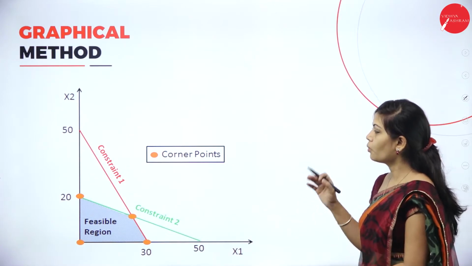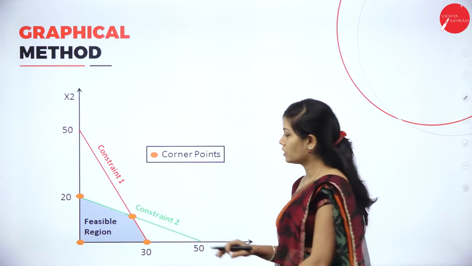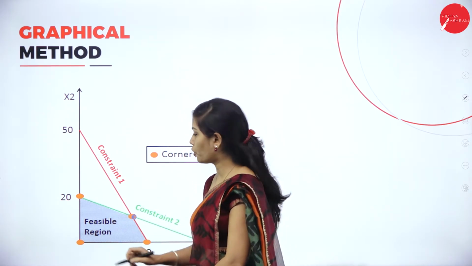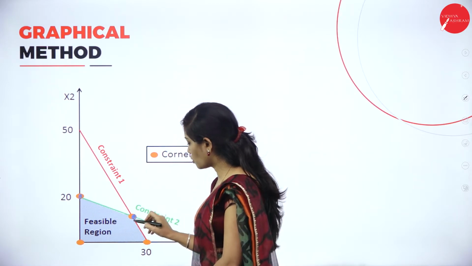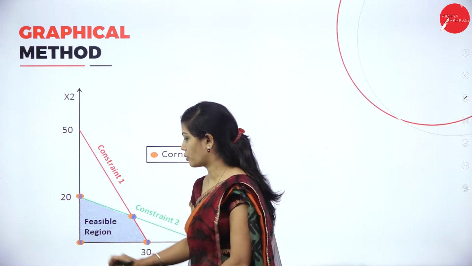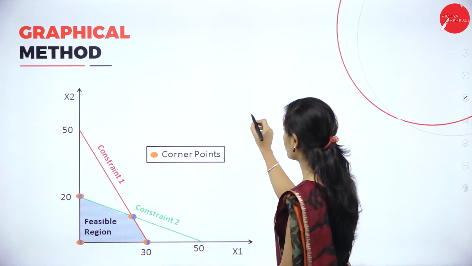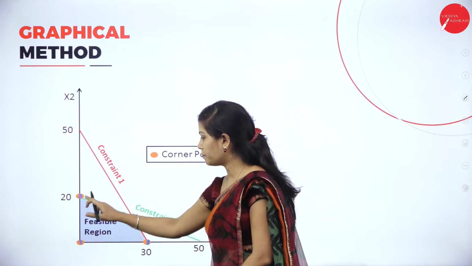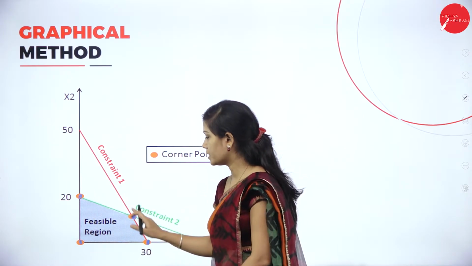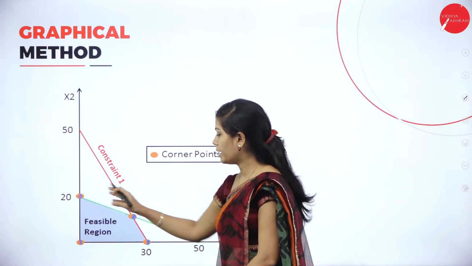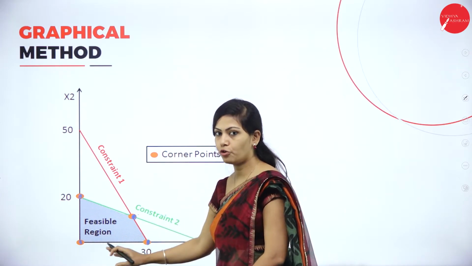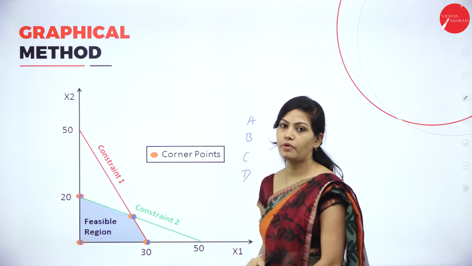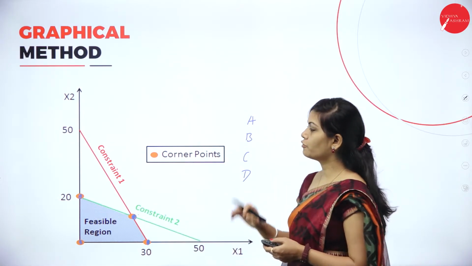What are the corner points? After getting the feasible region, we will get the corner points. That is very important. This is a corner point, this is a corner point, this is a corner point, and this is a corner point. So here I have 4 corner points, A, B, C, D. You can take them in any order. Using these corner points, you can find the maximum value. So this is the structure of the graphical method.